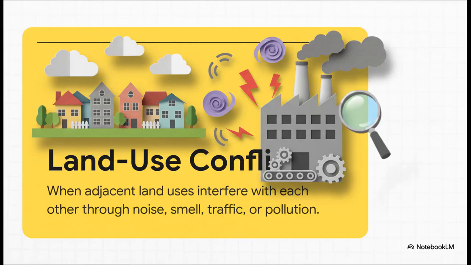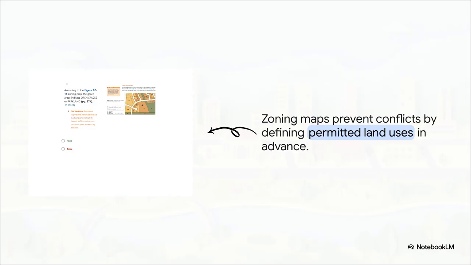So, what happens when different land uses just don't get along? Like putting a noisy, smelly factory right next to a quiet neighborhood full of families? That's what we call a land use conflict. And yeah, it's a massive headache for city planners. So how do cities stop these fights before they even start? They have a secret weapon called zoning.